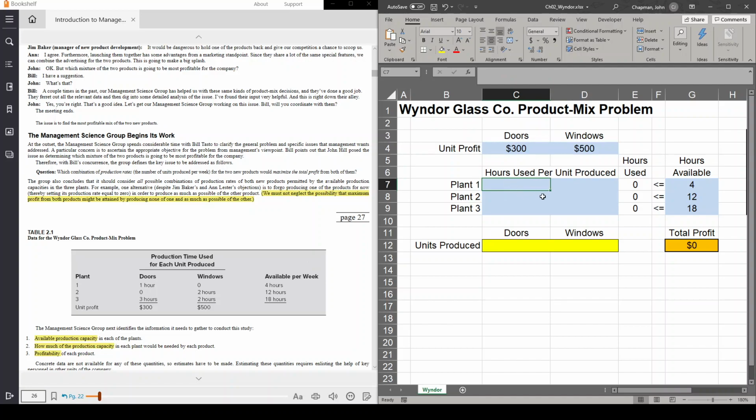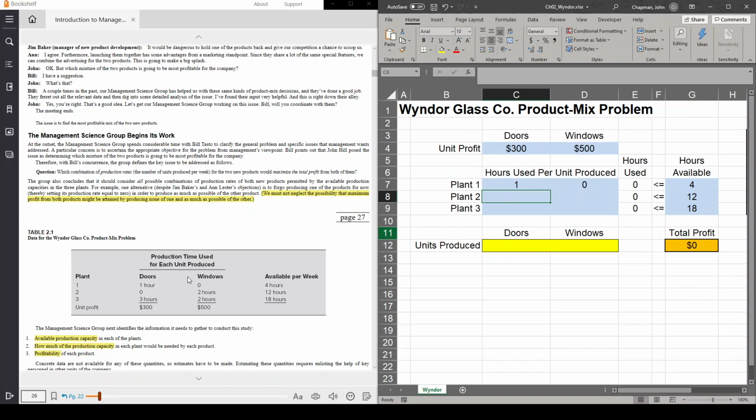So we're going to put 1 here. And this is in units of hours, right? So we have hours available for plant one, but from a per door perspective, plant one uses, or allocates, or takes up 1 hour of time for each door that's produced. And then they don't do anything with the windows in plant one, so that's 0. So plant one is not going to produce any windows there.